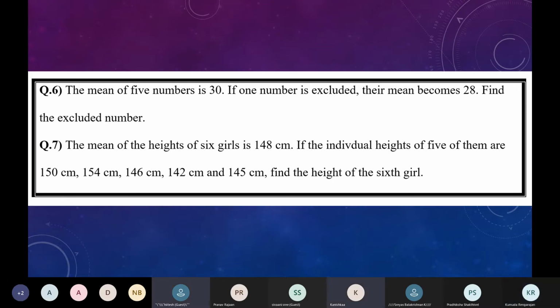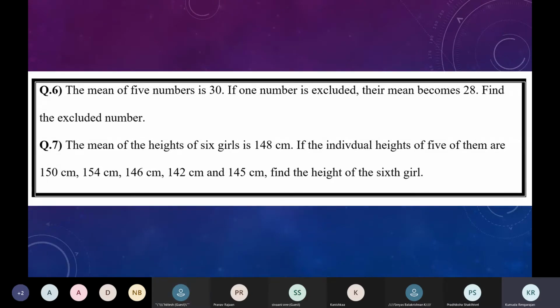Sum of observations, ma'am. And what does the sum of the observations represent here? Be specific. Ma'am, the 6 heights, ma'am. You will get the sum of the heights of the 6 girls. Correct? Yes, ma'am. Yeah, the sum here is the sum of the heights of the 6 girls.